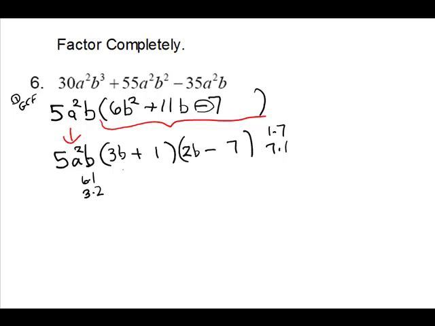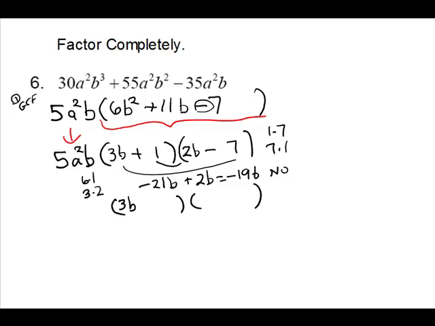Remember, you have to check outside and inside. So minus 21b plus 2b. And this one's not going to work. I'm getting a minus 19b. So I have to try something else. I'm going to keep the 3 and 2 and go to the next choice. Keep my signs, only change one thing at a time.